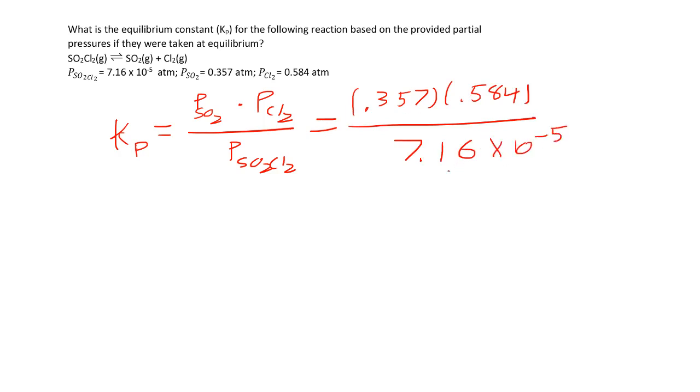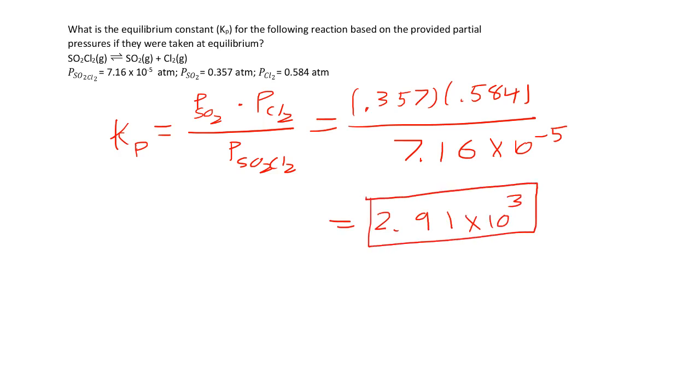So these are our three values. There's no squares or anything. So if you multiply the top together and then divide by this number at the bottom, you should get that your Kp, equilibrium constant, is 2.91 times 10 to the third. And that would be Kp for this reaction, given that it is already in equilibrium.